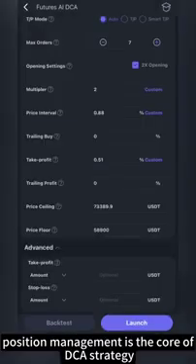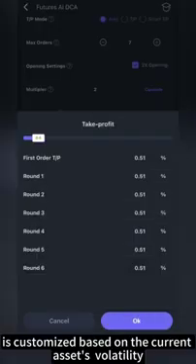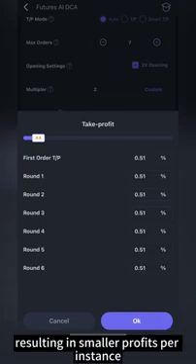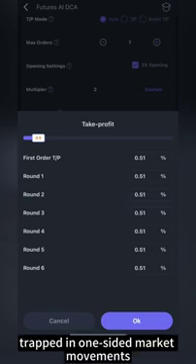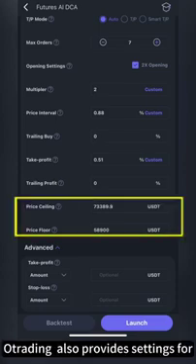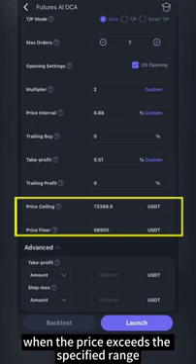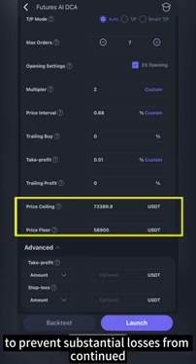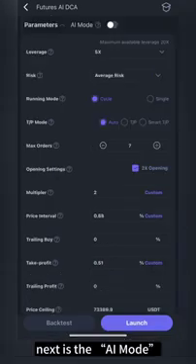Position management is the core of DCA strategy, and the take profit is customized based on the current asset's volatility. Although the take profit is smaller, resulting in smaller profits per instance, it can improve liquidity and prevent being trapped in one-sided market movements. In comparison with competitors, Otrading also provides settings for price ceiling and price floor. When the price exceeds the specified range, no further positions will be increased to prevent substantial losses from continued counter-trend position increases. Next is the AI mode.